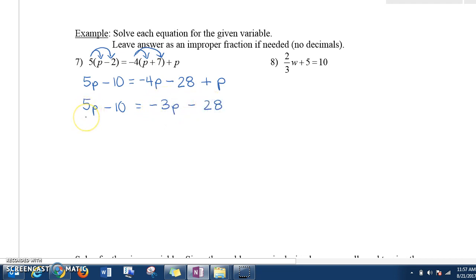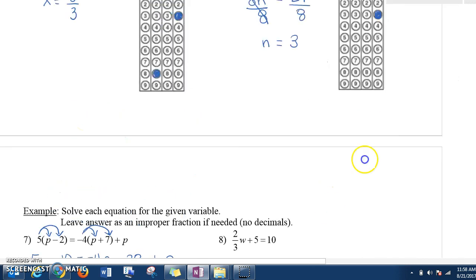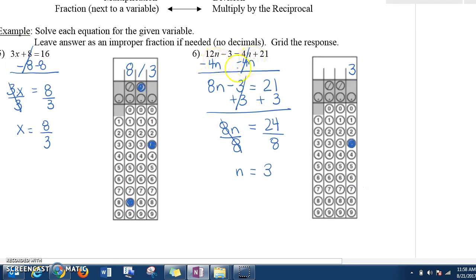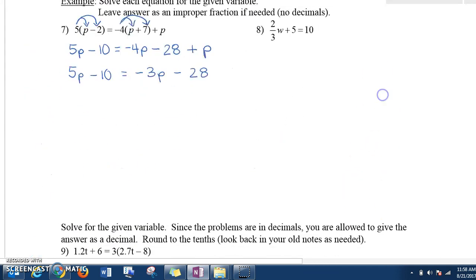Now, just like in example number 6, where there were two letters, one on each side of the equal sign, what we're going to do is get them on the same side. So I'm going to add 3p on both. 5p plus 3p equals 8p minus 10 equals. Notice that these opposite numbers canceled out. We're left with equals 8.